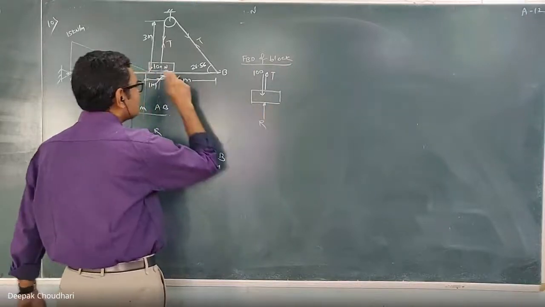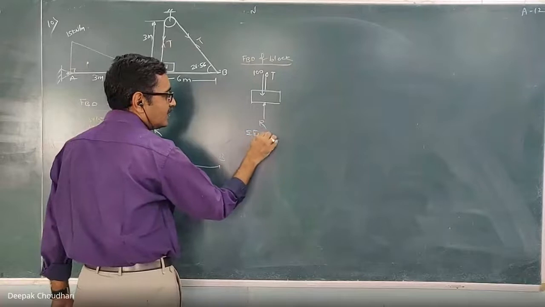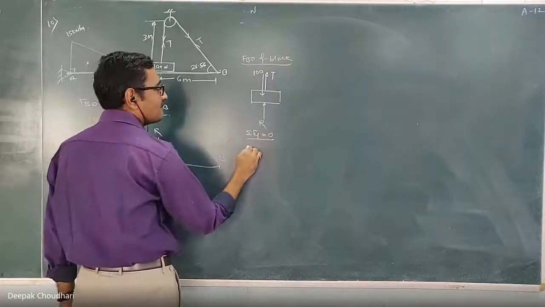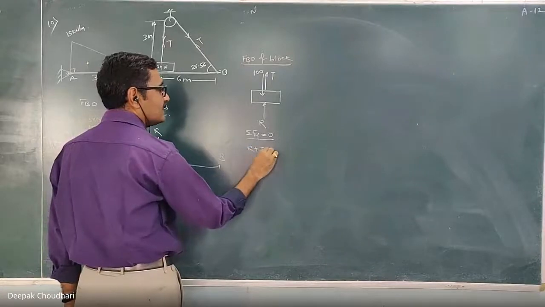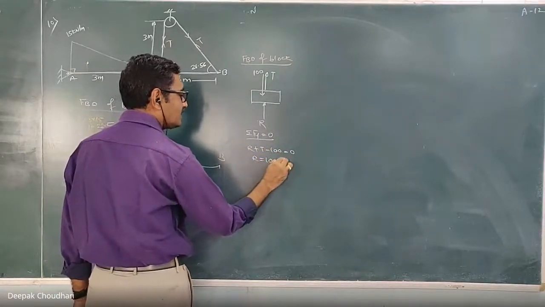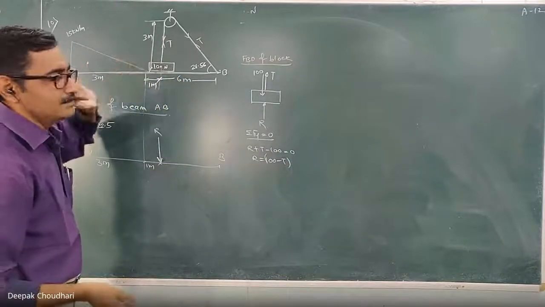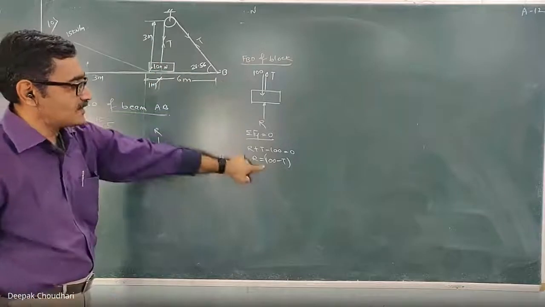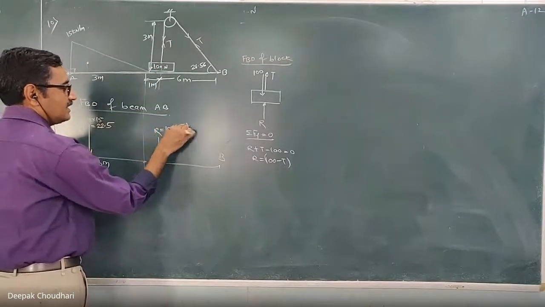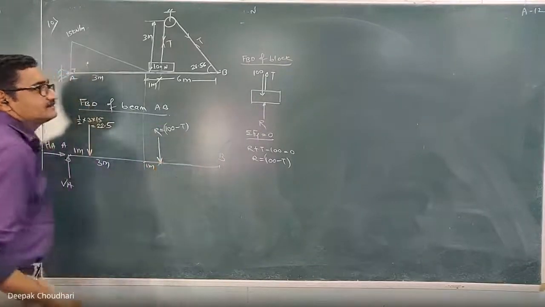Now under the action of these three forces, this block is in equilibrium. All forces are vertical, so I will use summation of Fy equal to 0. Then this is R plus T minus 100 equal to 0. So R equal to 100 minus T. This is the reactive force between the block and the beam. The reactive force between the two is this much. So this R is equal to 100 minus T. They are equal in magnitude and opposite in direction. This is upward, so this is downward.